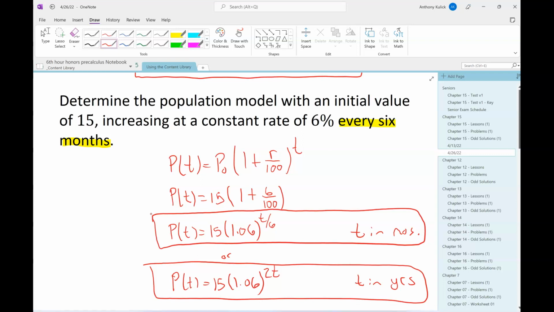Depending on the question, they may ask for, write the model with t in years or months, in which case one of them is correct and the other is incorrect. But in this problem, there's no designation as to which one they would want. Either is appropriate. You do not need to give both, unless the directions ask for multiple models, like the model with t in years and the model with t in months. It would just be a directions issue. But either of these is a correct model. Everybody cool? No big deal. Next example.